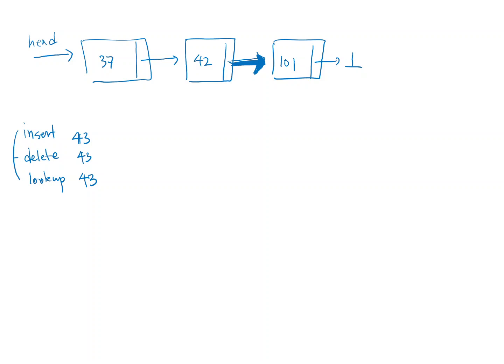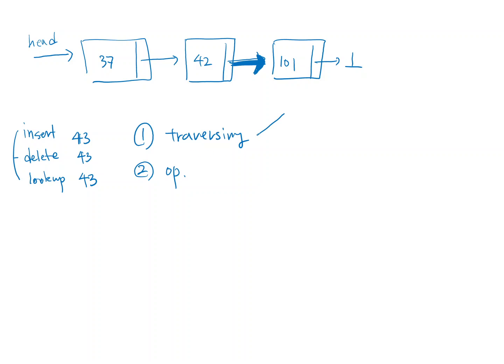So we can either insert, delete, or lookup 43 accordingly. So all these algorithms consist of 2 phases. The first phase is traversing to the node. For example, here the node is between 42 and 101. And the second is doing the operation by inserting or deleting or looking up the value. So all these list operations consist of these 2 phases, and actually they share the same traversing algorithm.